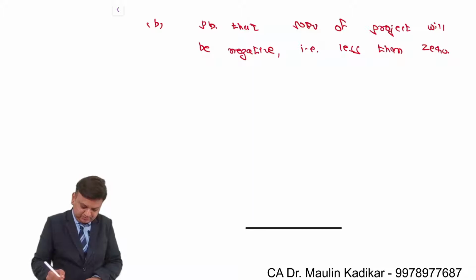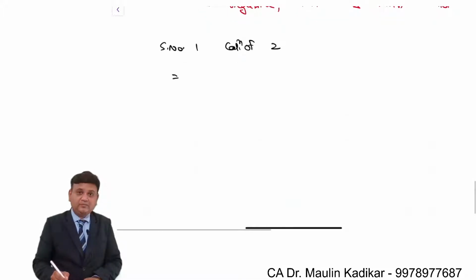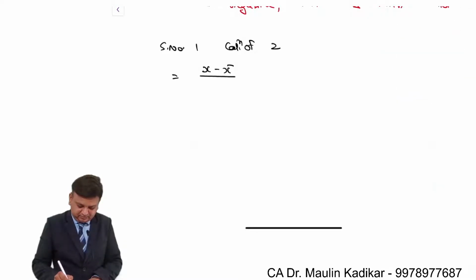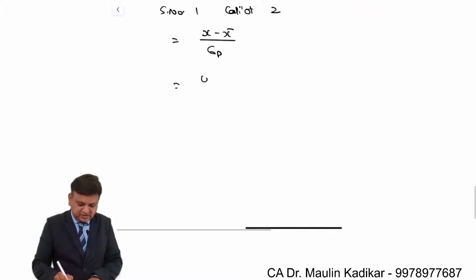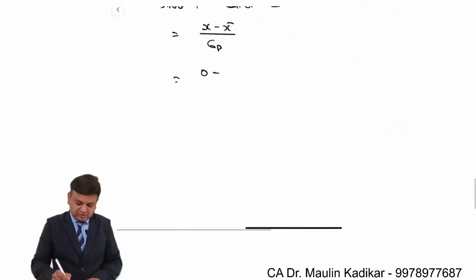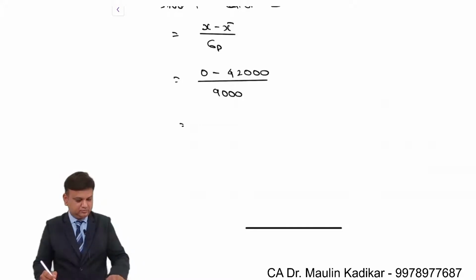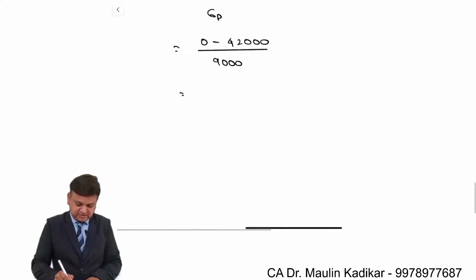So Z is equal to, step number 1, calculation of Z. It is x minus x bar divided by sigma p. X is 0 minus x bar, that is the expected NPV, which is 42,000, divided by standard deviation, that is 9,000. This is the way the value of the Z is calculated. It is 4.66666.